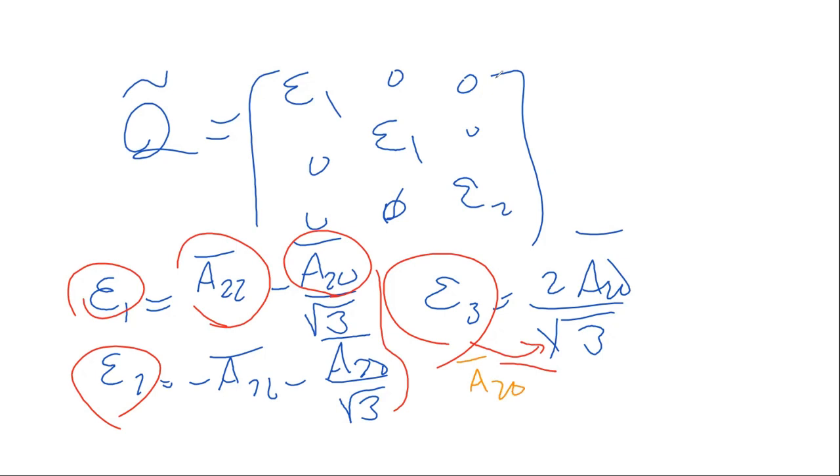A bar 20 will be square root of 3 over 2, and A bar 22 will be epsilon 1 plus epsilon 3 divided by 2. So now I connect this A20 to the constant terms of the tensor of inertia.